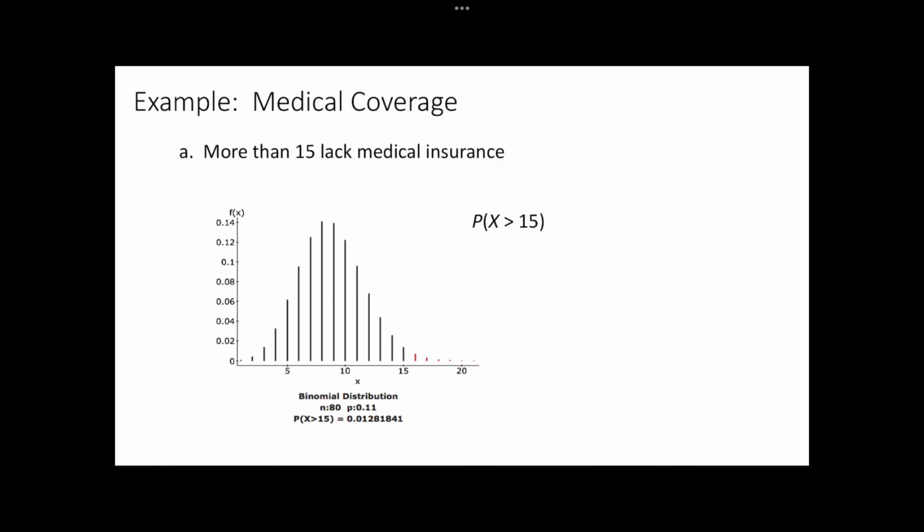Here's the binomial distribution. You're going to go to Stat, Calculators, and Binomial. And you're going to enter N is 80, P is 0.11, and make sure that you do the strict greater than, so X is greater than 15. And out spits our answer. The probability is 0.013.